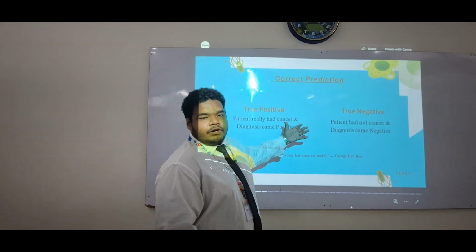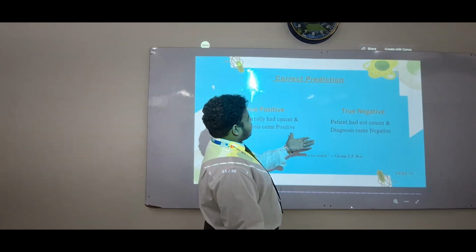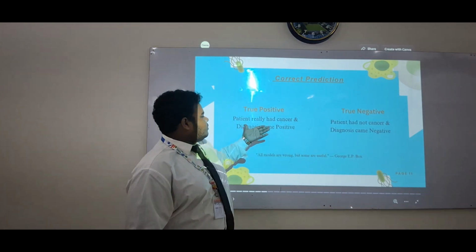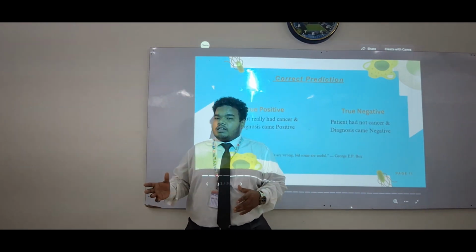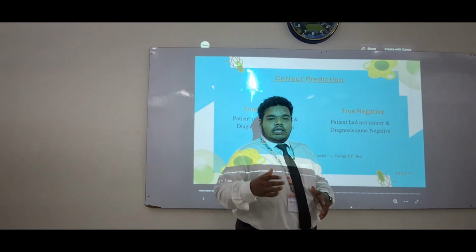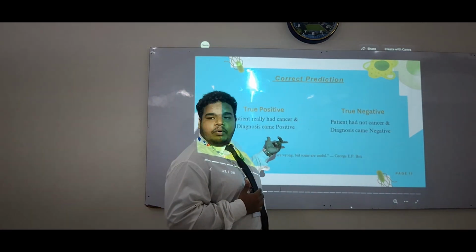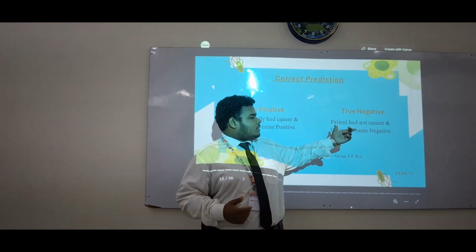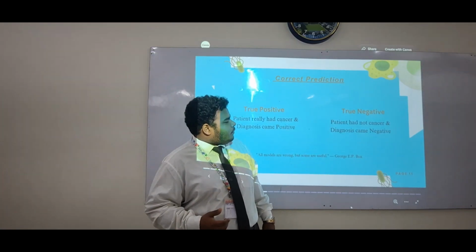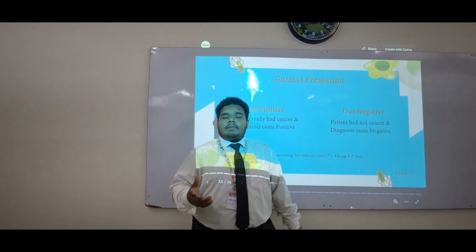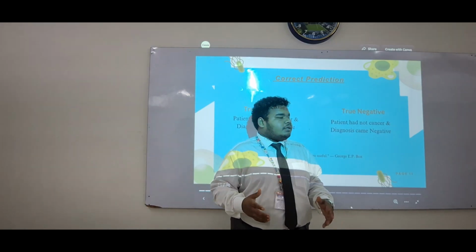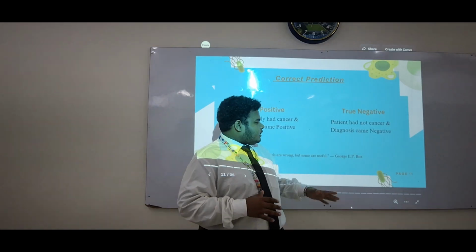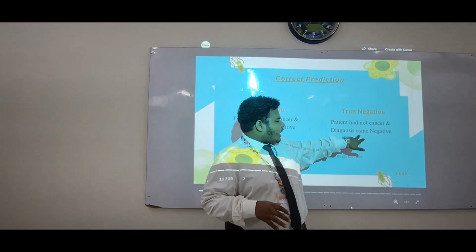Let's look at what happens when the diagnosis model is right. There are two types of prediction: true positive and true negative. True positive means the patient has cancer and the machine detected the cancer and gave a positive sign. True negative is the alternate: the patient has no cancer and the diagnosis came negative.